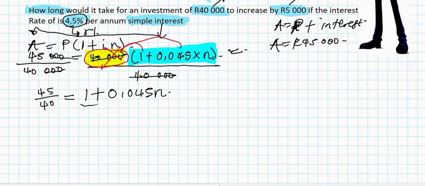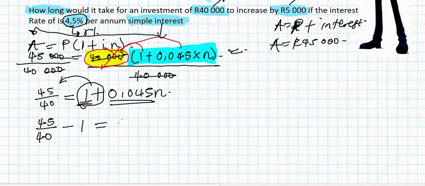Obviously, I'll need to remove the 1 right there, so that I'll be left with this number next to N. Remember, we are isolating everything from N to the other side and leaving N alone on the right side. So we have 45 all over 40. I transpose the 1 to the other side. Because the 1 was positive, when it gets to the other side, it will become negative, right?